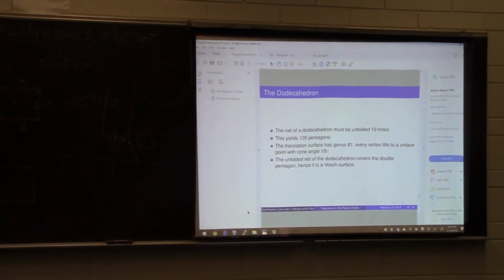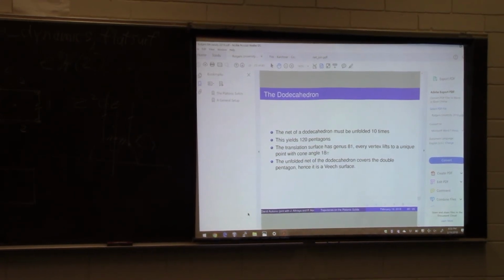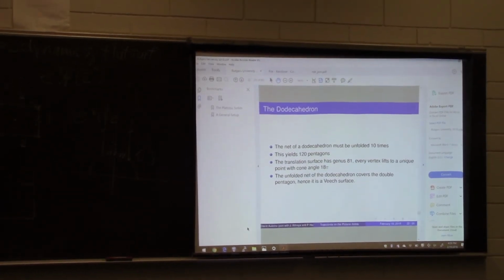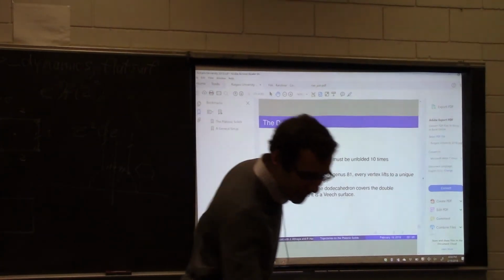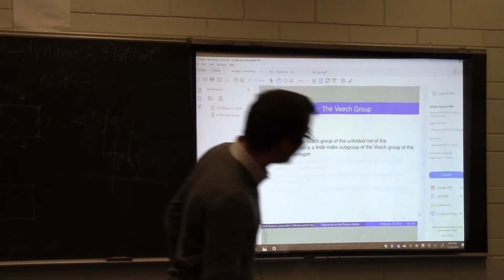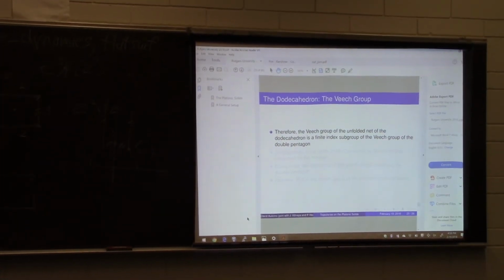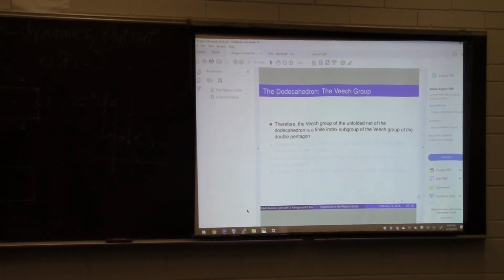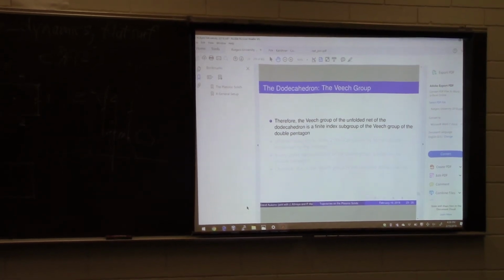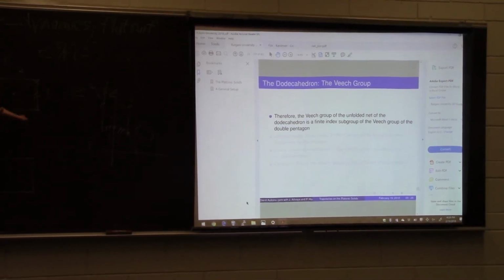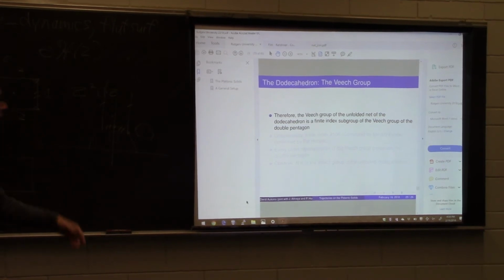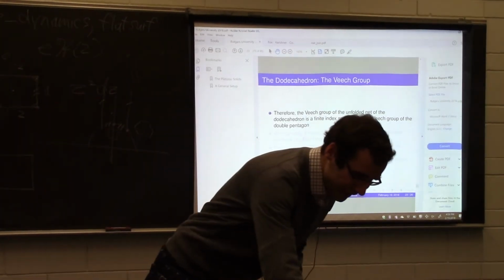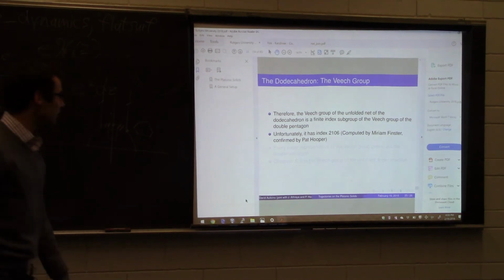Nevertheless, it covers a double pentagon, and therefore it's a Veech surface. But now, we don't have publicly available software to deal with this. But the Veech group of this unfolded dodecahedron is a finite index subgroup of that triangle group that I mentioned before. But it's not something you ever want to handle by hand.